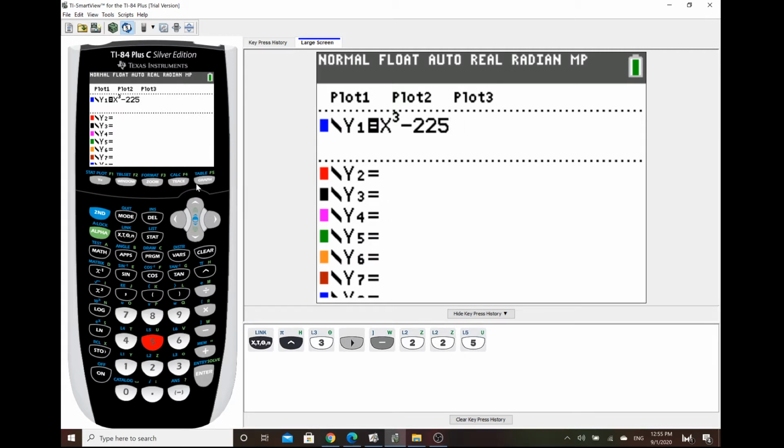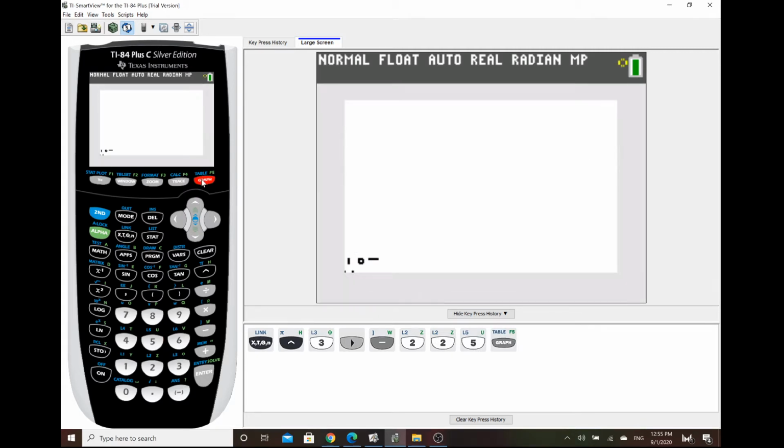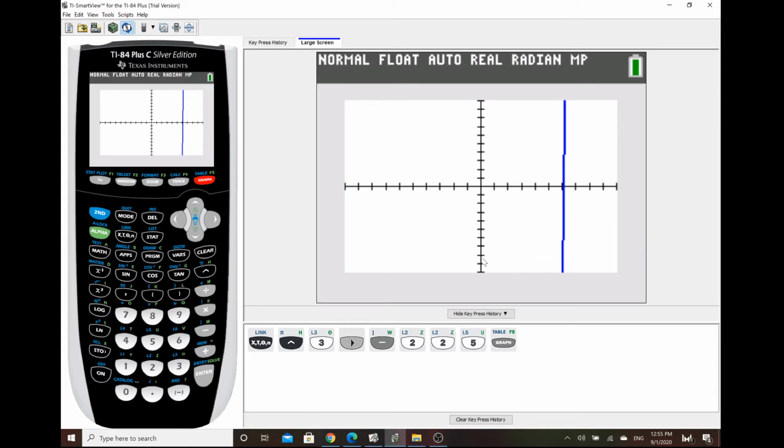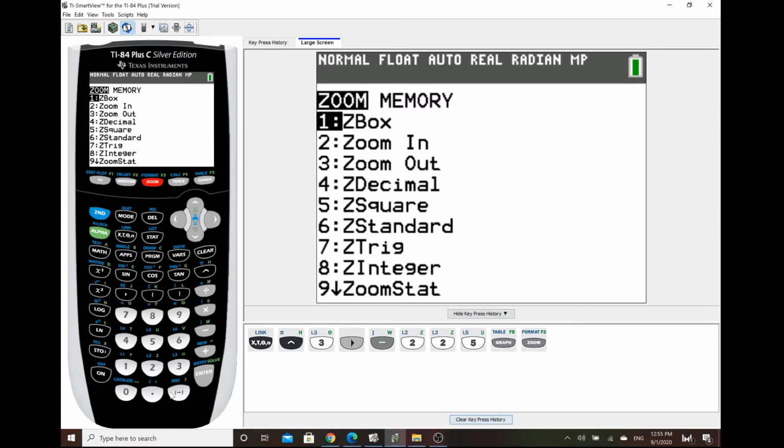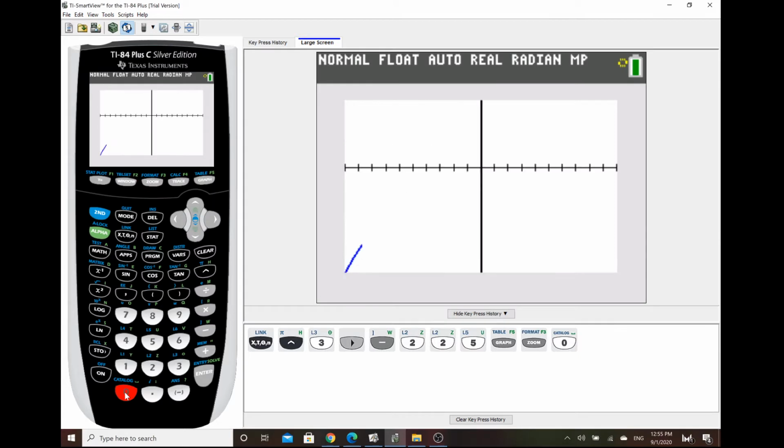Now if you simply hit graph, this just gives you the normal window. The normal window shows negative 10 to 10 for the x-axis, and negative 10 to 10 for the y-axis. So you want to go to zoom, and then press 0. This feature is basically zoom fit, which gives you the whole perspective of the graph. Instead of looking at a certain part of the graph, you're looking at the whole thing.